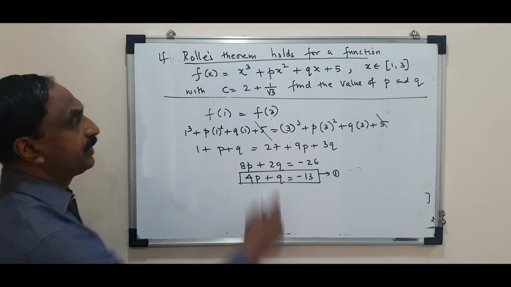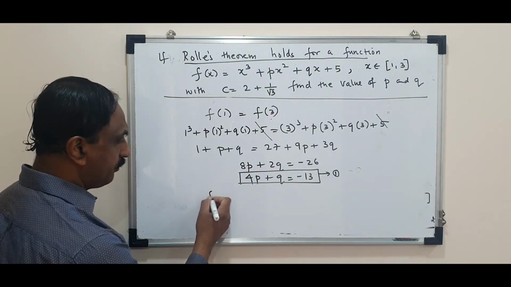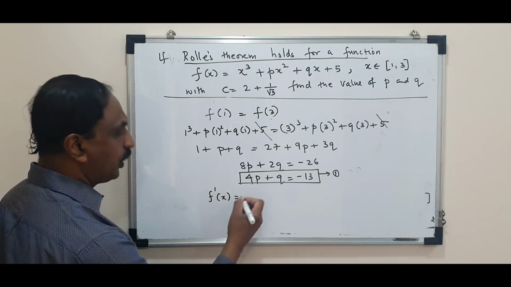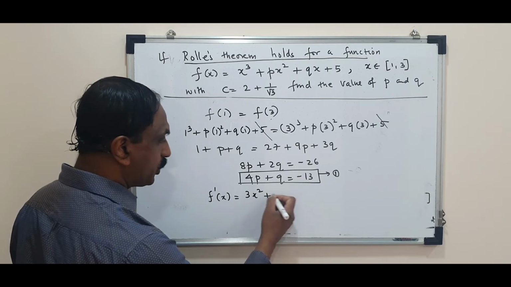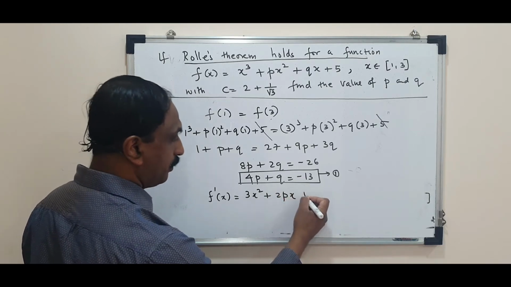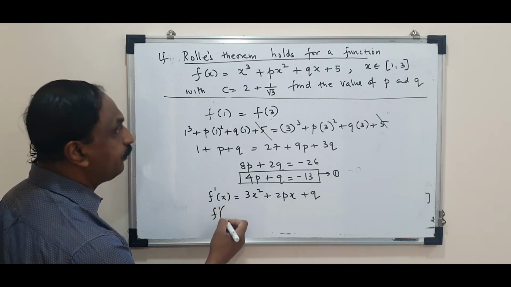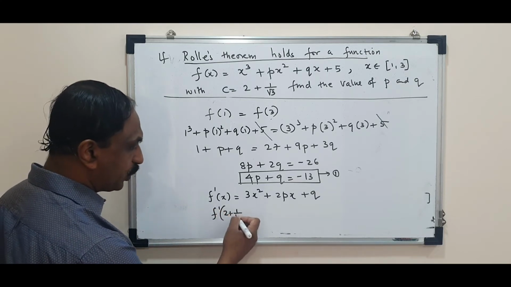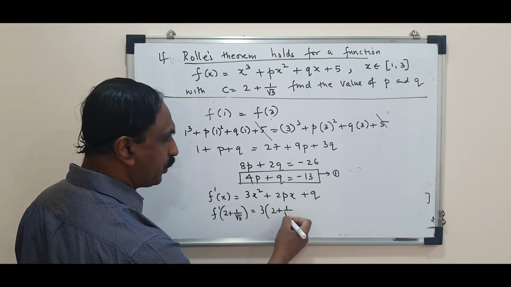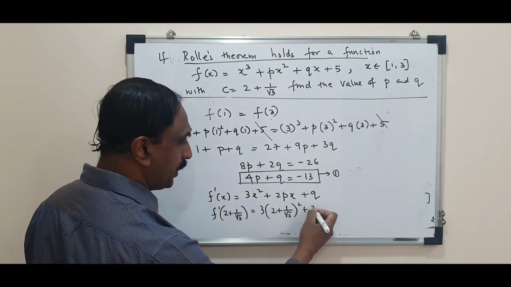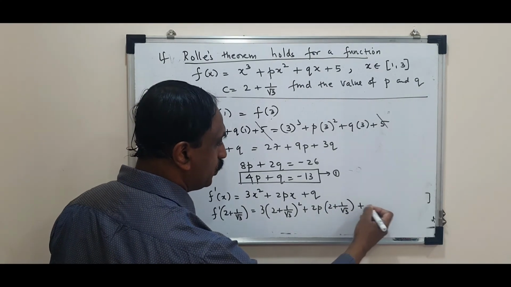Now I'll apply the condition that the derivative at c will be 0. So I'll calculate f dash of x. f dash of x will be 3x square plus 2px plus q, your derivative. So f dash of 2 plus 1 by root 3 is 3 into (2 plus 1 by root 3) the whole square, plus 2p into (2 plus 1 by root 3), plus q, which should be 0.